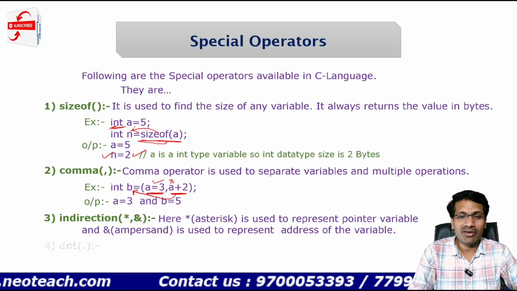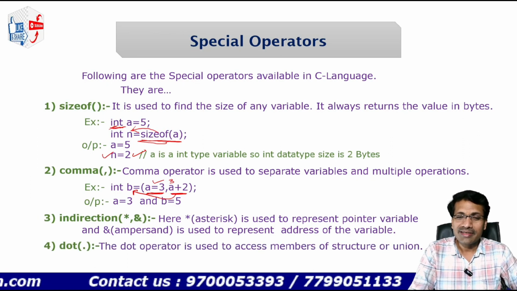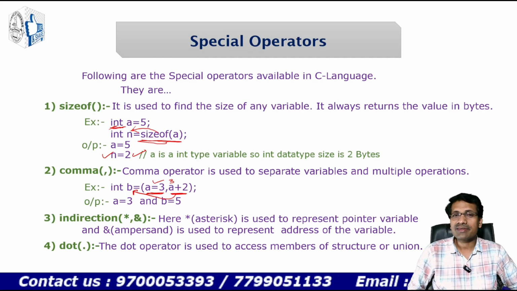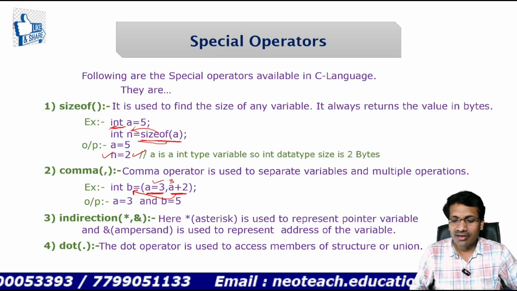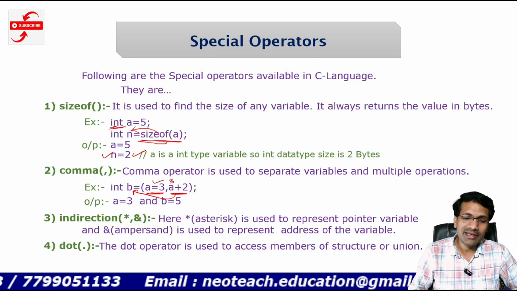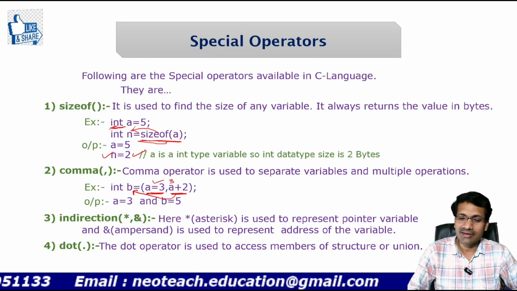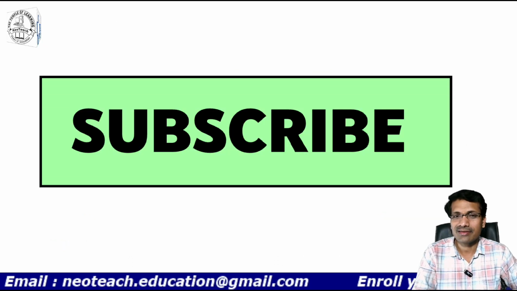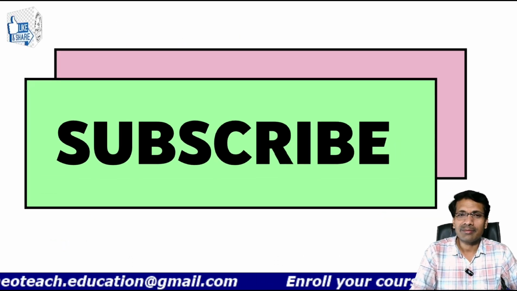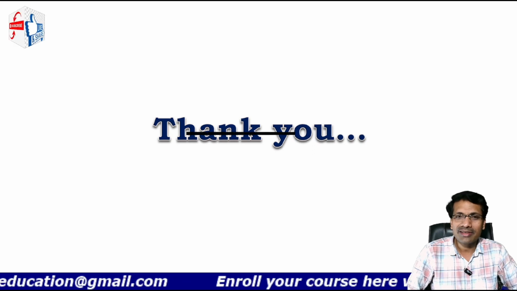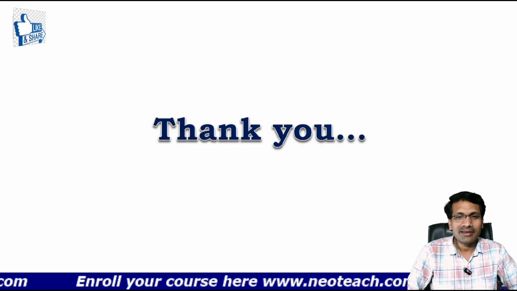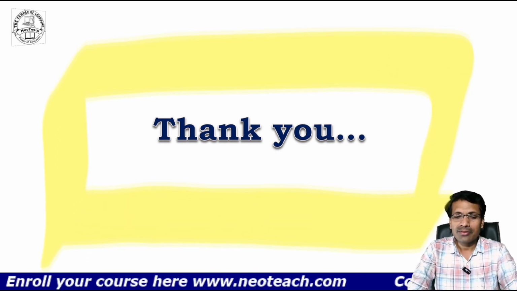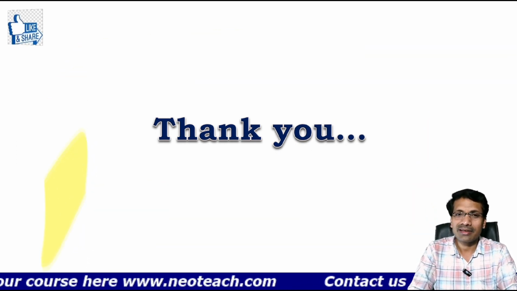And next one is the dot operator. The dot operator is especially used to access the members of structures and unions. Okay, so this dot operator also we will see in the next sessions whenever we are discussing structures and unions. Okay, so this is the main overview of all the operators. By this video, all 8 types of operators are completed. So we will go to the next topic in the next one.